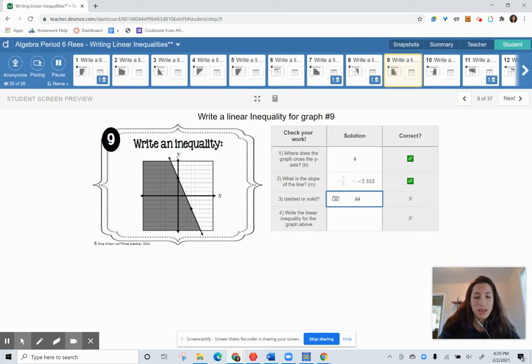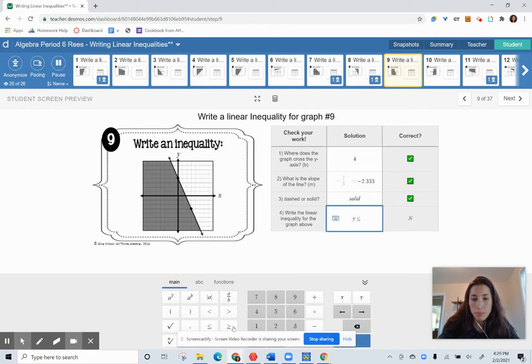This is a solid line. Ignore this decimal, just keep this part here. And then for our inequality, it's solid line, and the shading for it is below. So this would be y is less than or equal to. Oops, less than or equal to. So I type the less than symbol, and then I put an equal sign after it. Or I can open this up to get the less than or equal to symbol. Okay. And then it would be -7/3 x, put the x after, plus 4.